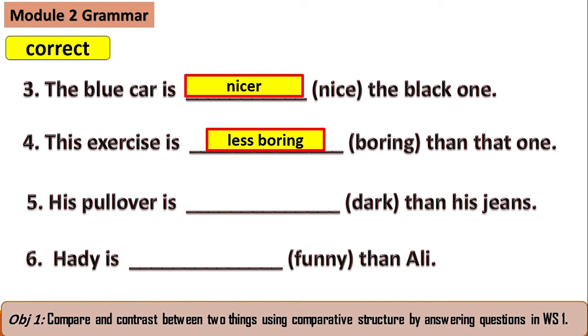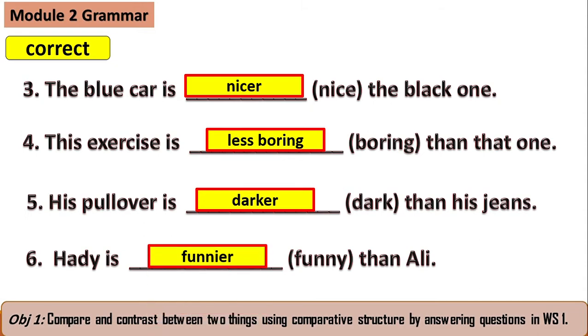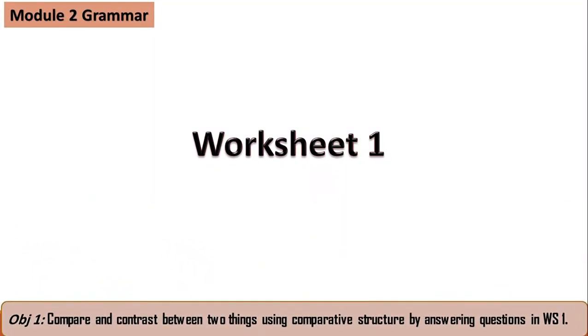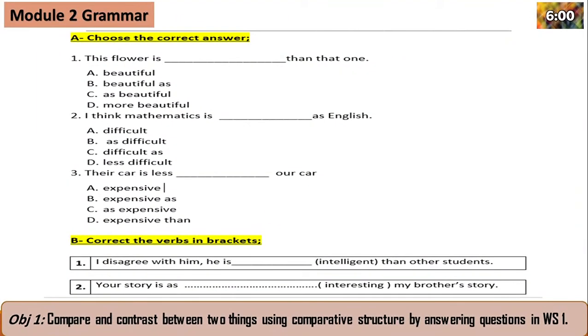Number 5. His pullover is darker than, okay? Or, yeah, if you don't have than here, you can use as dark as his jeans. But we have than, then we are going to say darker than. Hadi is funny than Ali. Then Hadi is funnier than Ali. Thank you very much. Now, with worksheet 1, you can pause your video and try to answer this exercise, please.